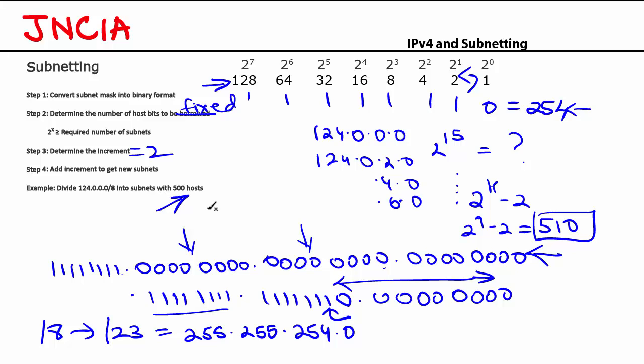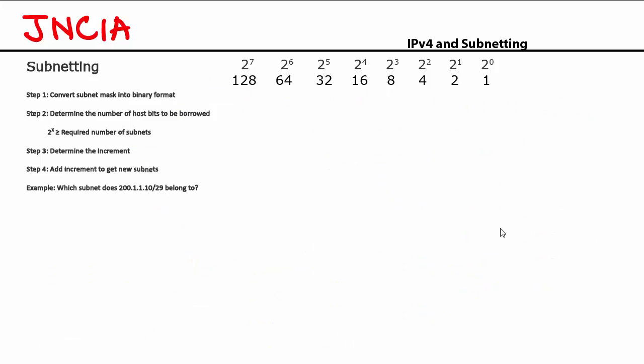Let's now look at the last example. The next example says, which subnet does the IP address 200.1.1.10/29 belong to? If you look carefully, this IP address already belongs to a subnet. We already know that Class C IP addresses start from 192.0.0.0 all the way up to 223.255.255.255.